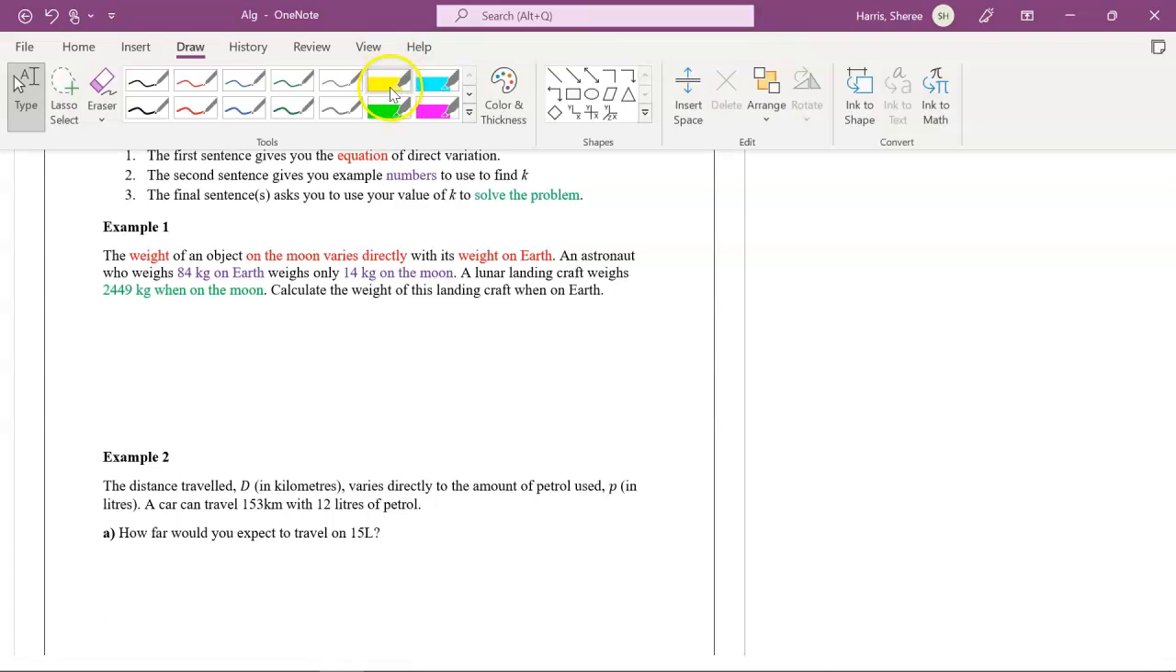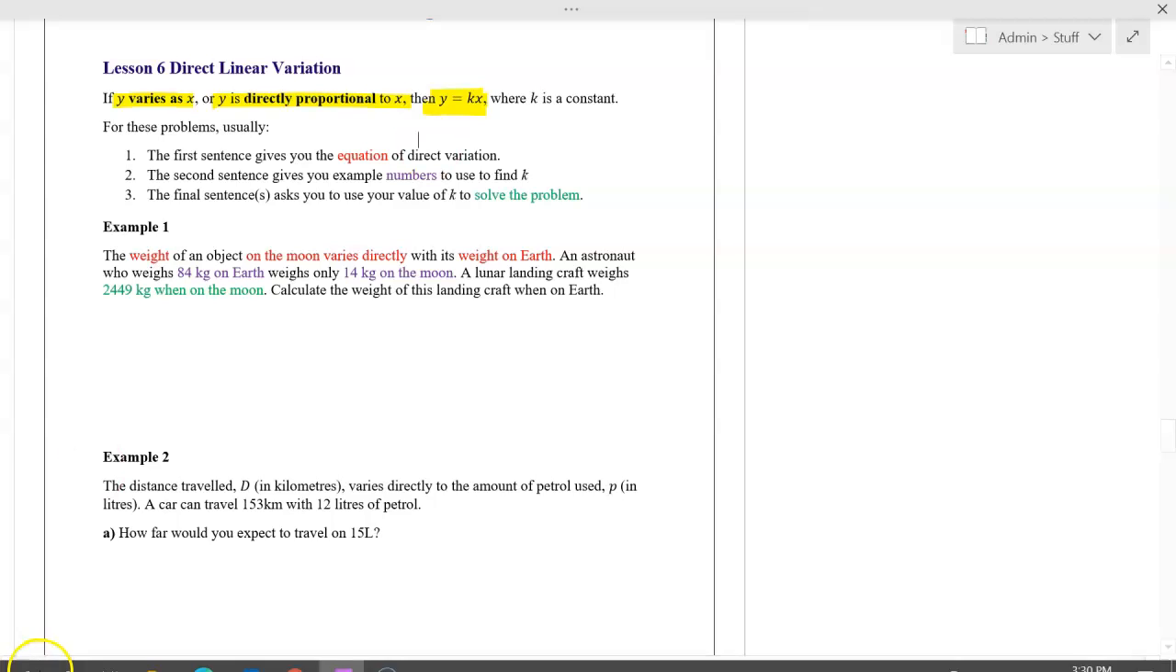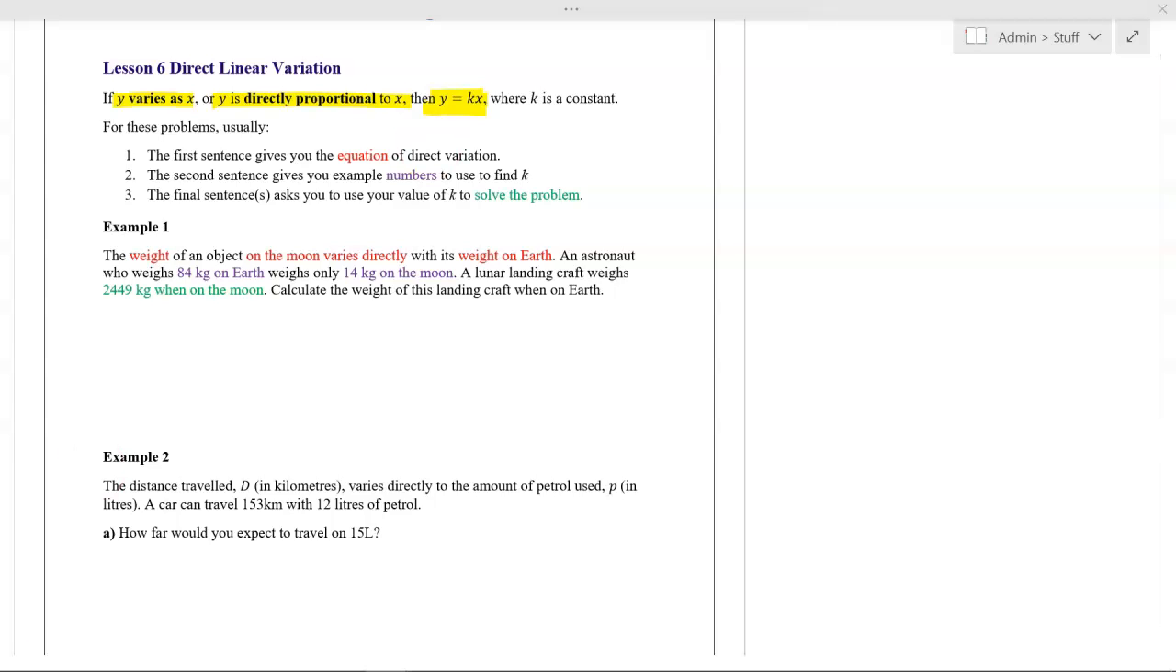Now in this lesson, we're going to look at direct variation, direct linear variation. And these questions will be obvious because you'll see something varies or something is directly proportional. And in these cases, we're going to produce the formula y equals kx, which is basically just a straight line that goes through the origin. So you can do it that way if you prefer.